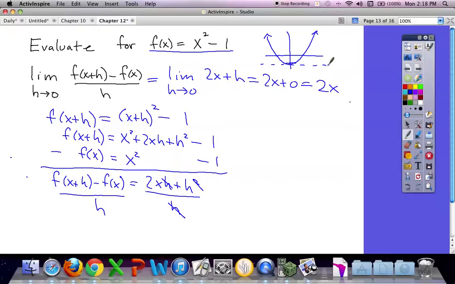See it? Right? If x equals 1, the slope is 2. Right? If x equals negative 1, the slope is negative 2. So we can use this to find the slope for any point on that graph.